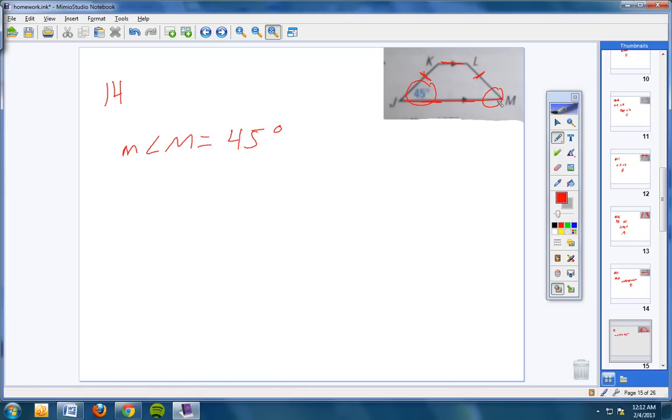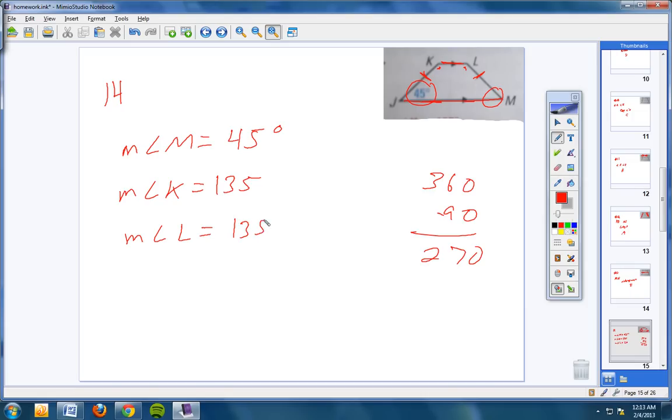Now, if I have my two angles are 45 and 45, that's 90. And I know all four angles together have to equal 360. So 360 minus 90 would leave me 270. So these two angles right here with the dot, those two angles have to add up to 270. So the measure of angle K then would have to be 135. I just cut this in half. And the measure of angle L equals 135.